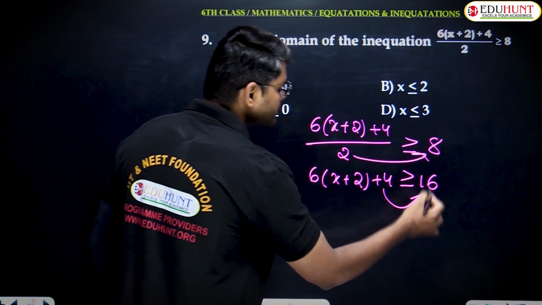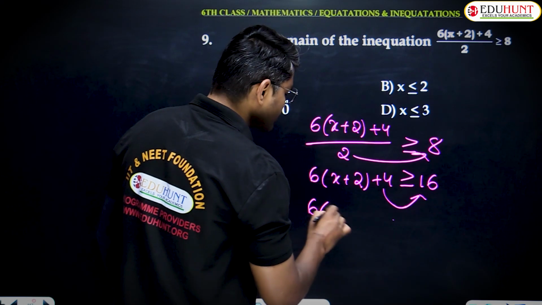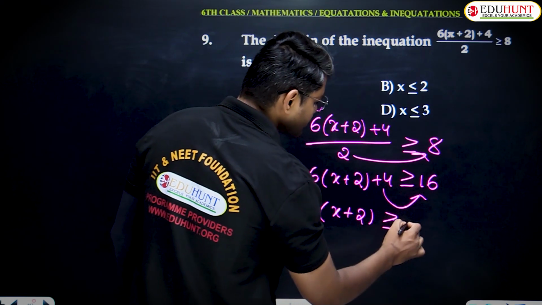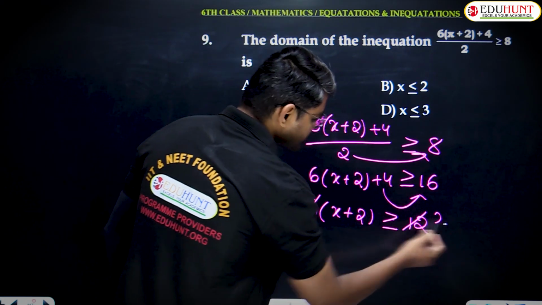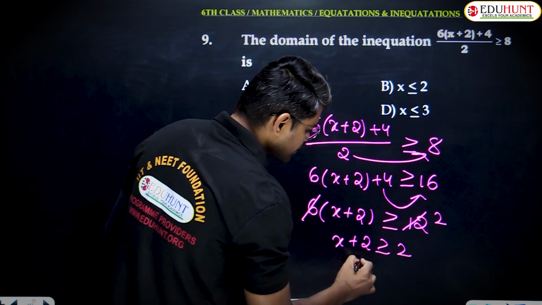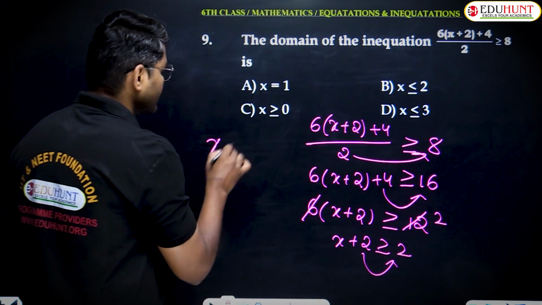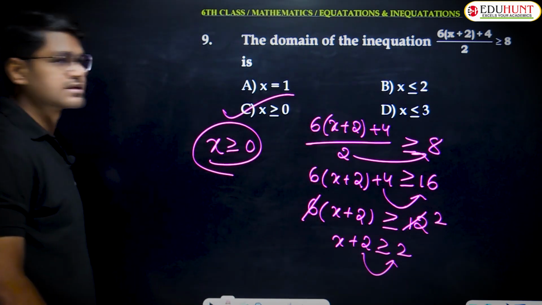This plus 4 becomes minus 4. So, 6(x + 2) ≥ 12. 6 ones are 6, 6 twos are 12. So, x + 2 ≥ 2. This 2 becomes minus 2, so x ≥ 0. So, option C is the correct answer for this question.